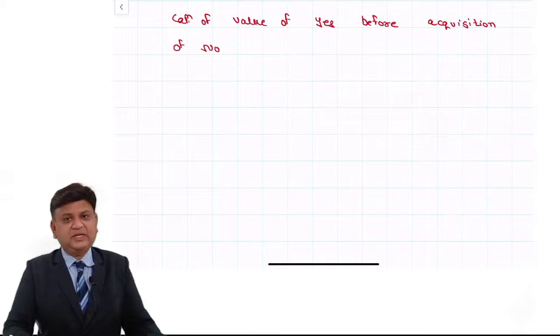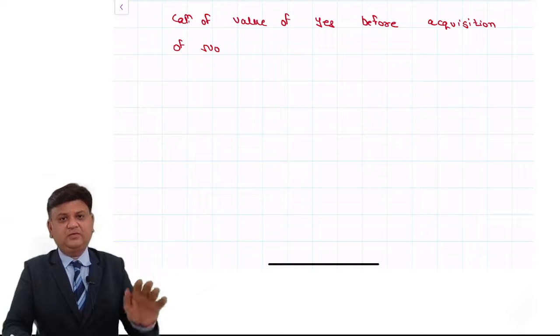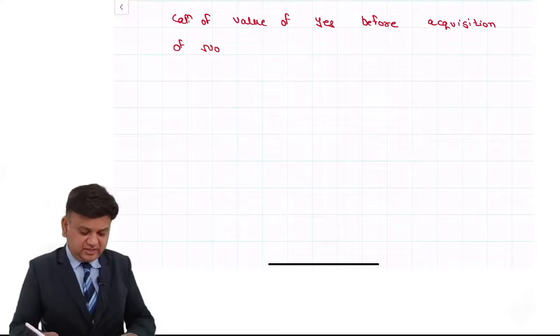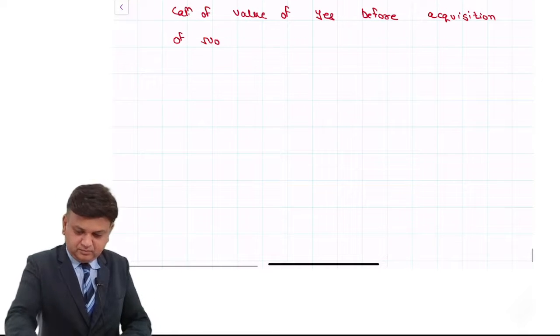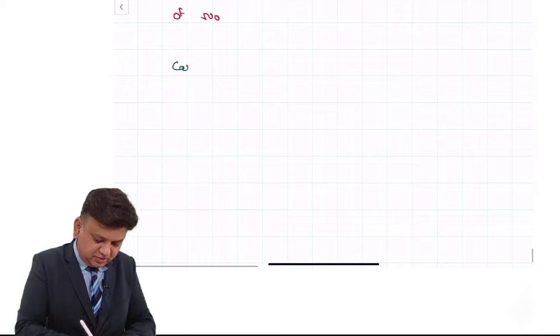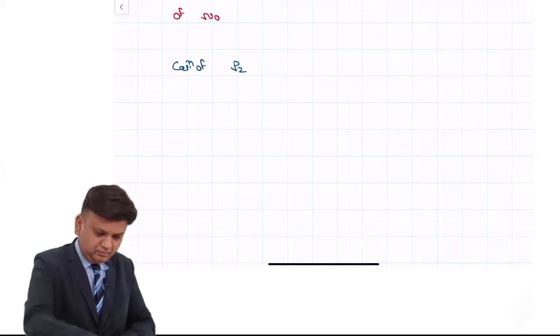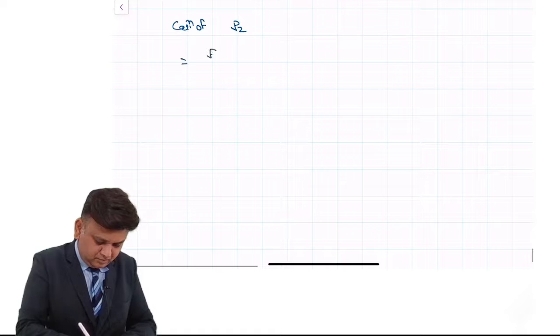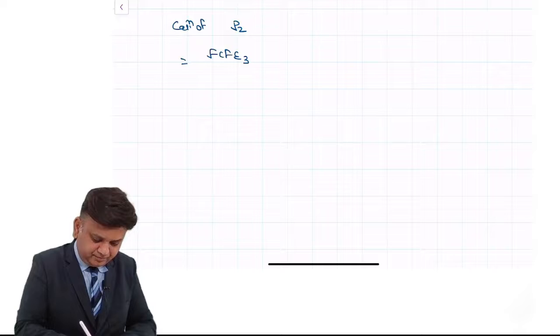The term P2 stands for from end of year 3 onwards for perpetuity, whatever the cash flows that you are going to receive, all of them are discounted to the second year end. Write the heading calculation of P2. Free cash flow for equity for the third year divided by K minus G.